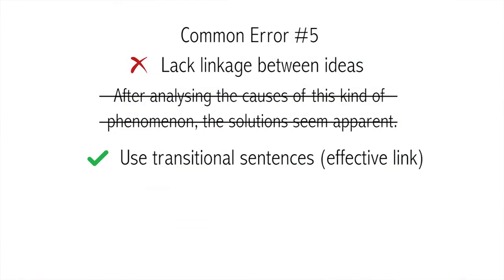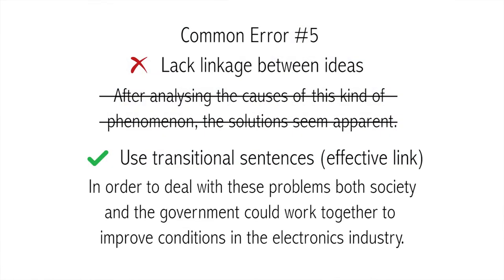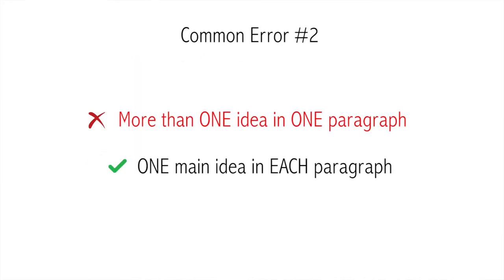And by the way, where do the solutions come from? Society and the government. Two sources. So you could link that with? The word both. Both society and the government. They could work together to improve conditions in the electronics industry. Is it good to have all the solutions in one paragraph? Well, we had a lot of ideas, so there could be two paragraphs. One about what society can do, and one about the government's role. But there's still something missing from this essay. A conclusion? Yes, let's look at how to write a conclusion, because Hayley's essay doesn't have one.